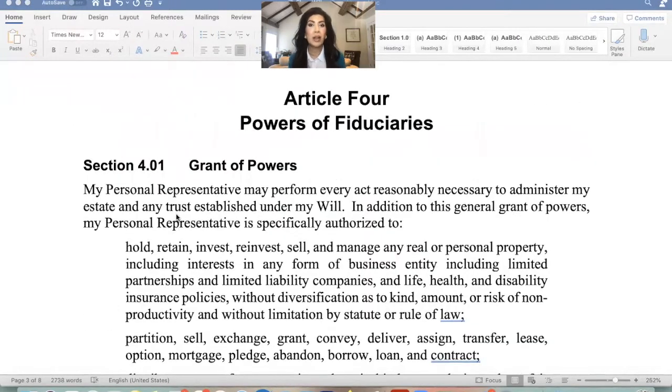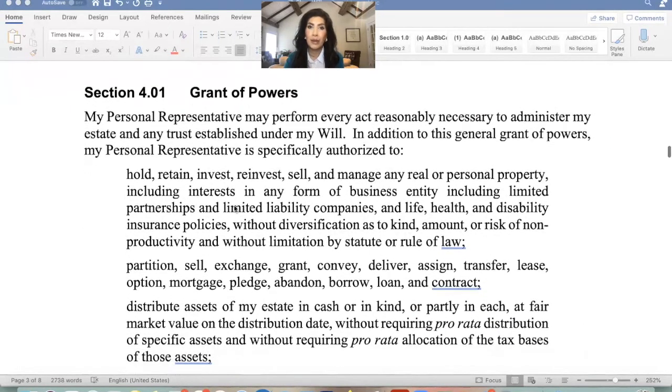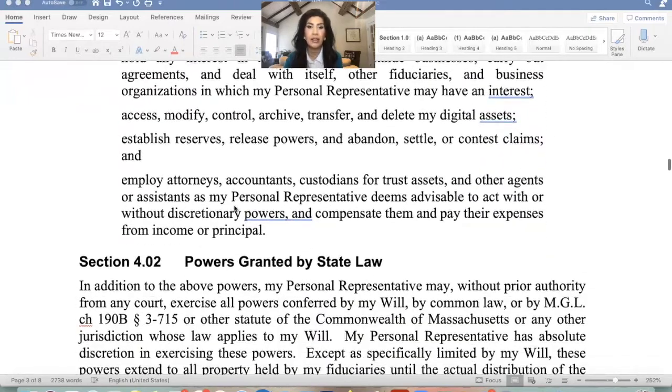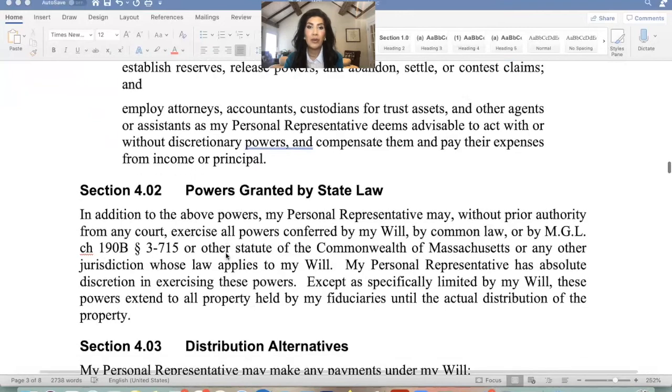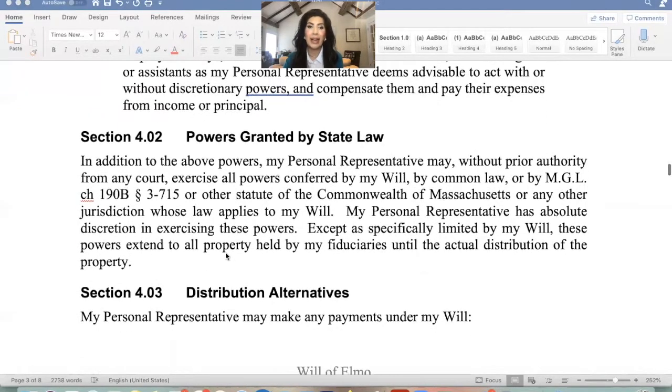Article 4 is now talking about exactly what powers the personal representative has. Again, we don't know what assets are going to go through probate, if any, and we don't know what you're going to own at the time when you pass away. So we want to make it clear that this person, the personal representative, has the access, ability and power to take care of anything and everything that you may have, making it clear that any powers granted by the state, they're allowed to act on.